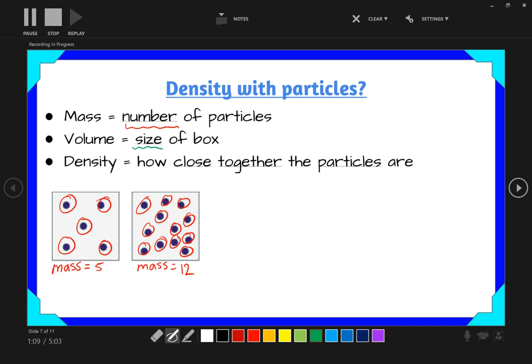Volume is the size of the box, and we're just going to be comparing the volumes of these boxes. So if we look at the volume, they are about equal to each other. And then we have the density, which is how close together the particles are. So if we look at the density of each of these, which box looks like the particles are closer together? This second box. So the second box is going to have a greater density.